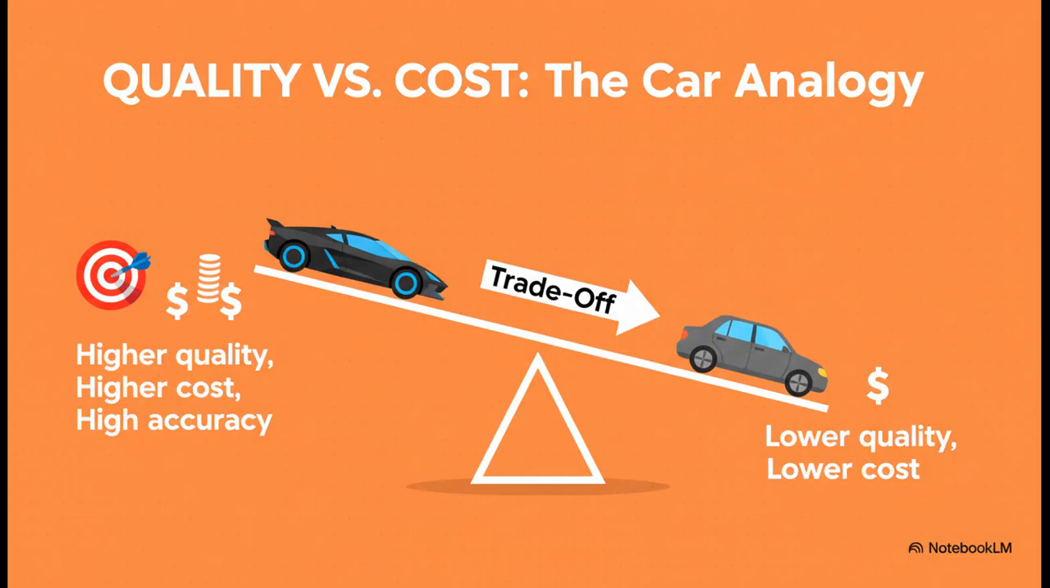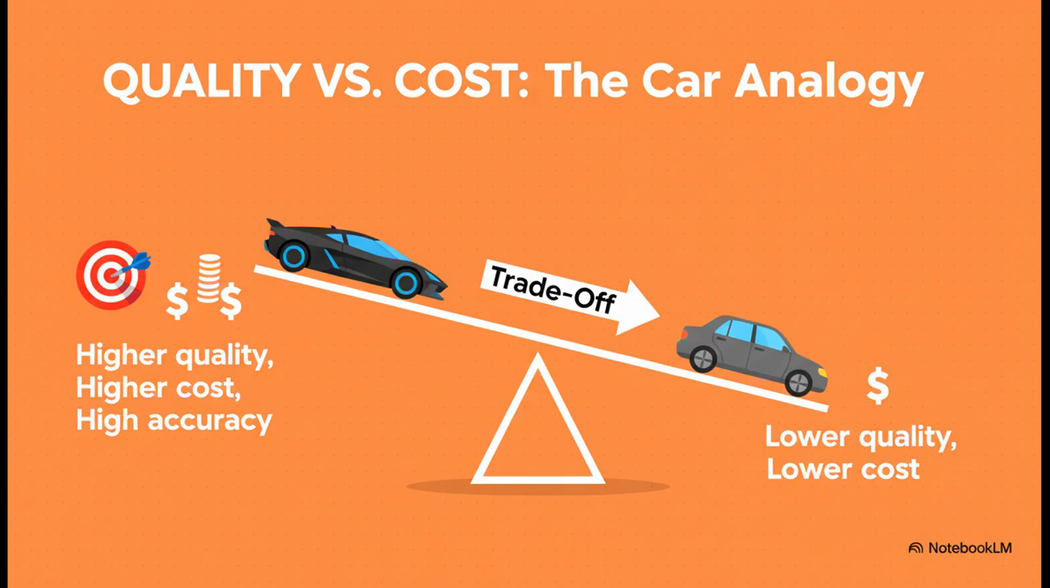And this right here is the classic dilemma, isn't it? Quality versus cost. The best way to think about it is like shopping for a car. You've got the high-end sports car over here. It's got amazing performance, incredible quality, but it comes with a serious price tag. And then you've got the reliable family sedan. It gets the job done safely and efficiently for way less money.